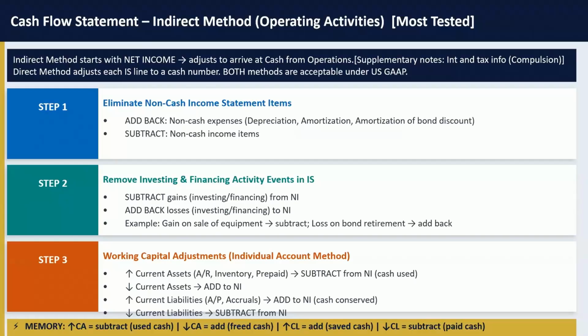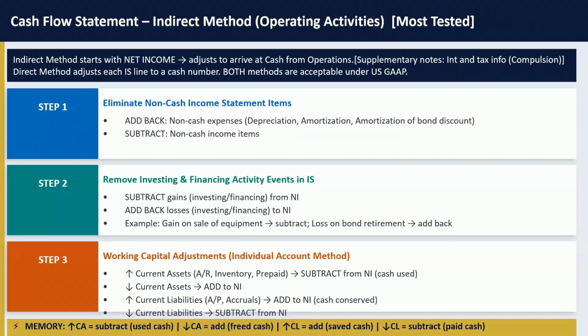Step 1, we'll be eliminating non-cash income statement items. Mostly seen are depreciation and amortization. These depreciation and amortization expenses are non-cash expenses, so you will be adding them back to net income. And all your non-cash income items, you will be subtracting from net income.